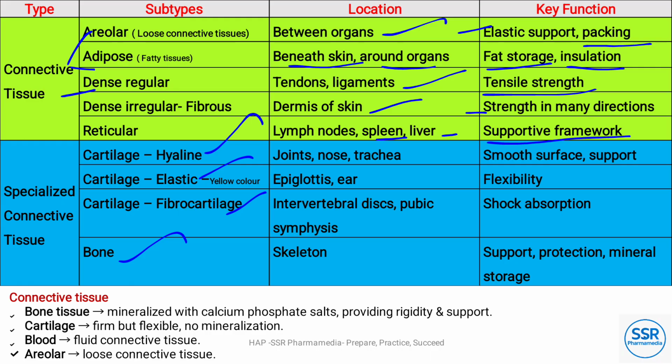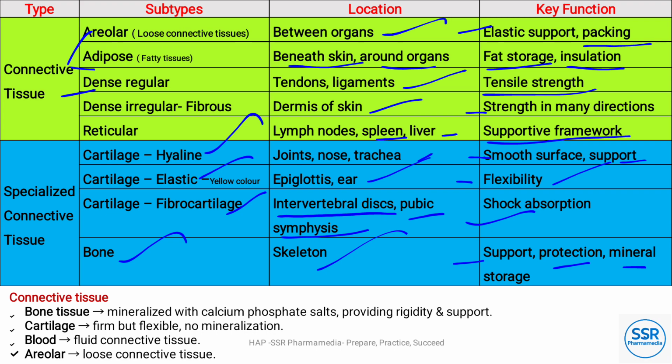Specialized connective tissues: hyaline cartilage is present in joints, nose, and trachea, and its main function is a smooth surface and support. Elastic cartilage, yellow in color, is present in the epiglottis and ear; its main function is flexibility. Fibrocartilage is present in intervertebral discs and the pubic symphysis; its main function is shock absorption. Bone is present in the skeleton, and its main function is support, protection, and mineral storage.